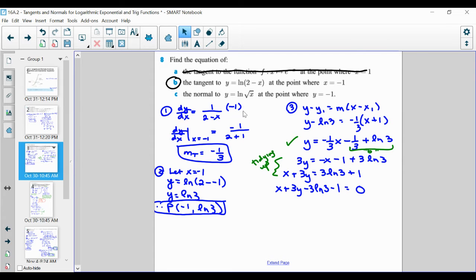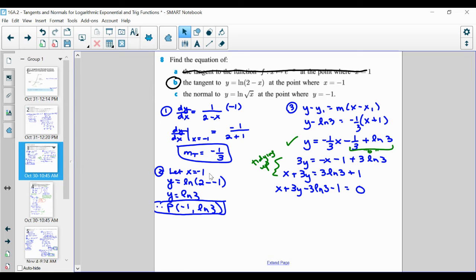For part B, we've got a logarithmic function this time. Same steps: we're going to find the slope of the tangent. So I'm going to take the derivative of ln of 2 minus x, which is 1 over 2 minus x times the derivative of 2 minus x, which is negative 1. And then I'm going to evaluate that when x equals negative 1. So I'm going to plug in negative 1 for x, and I'm going to get a slope of negative 1/3.